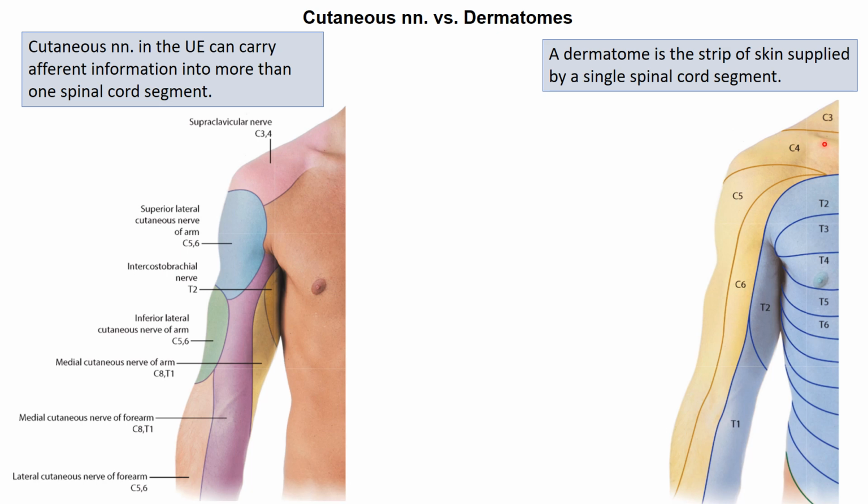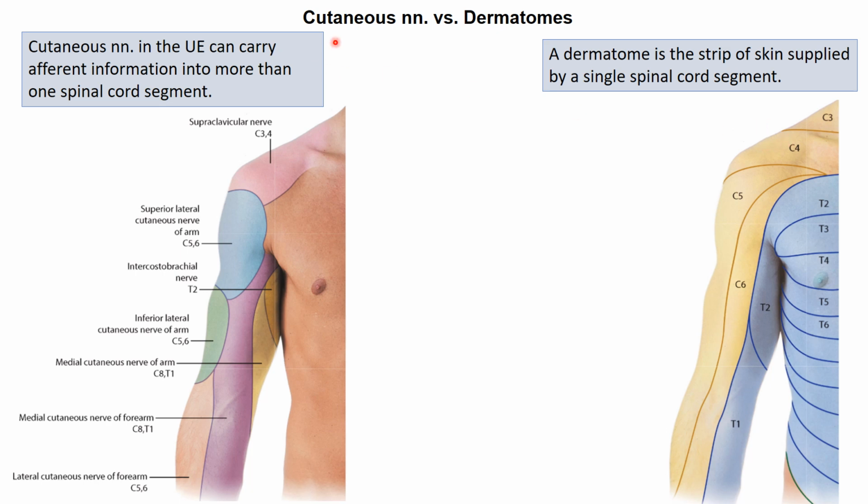Similarly, this area of the skin is supplied by C4, this is by C5, likewise T2, T3, T4, like this. So that's how the dermatomal map is formed: the area of the skin supplied by one particular spinal cord segment.